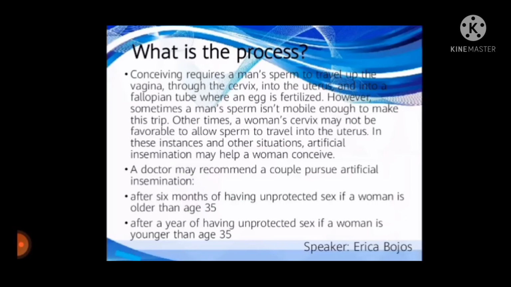So the process, of course, requires a man's sperm to help a woman conceive. A doctor may recommend a couple pursue artificial insemination after 6 months of having unprotected sex if the woman is older than age 35, or after a year of having unprotected sex if the woman is younger than age 35.